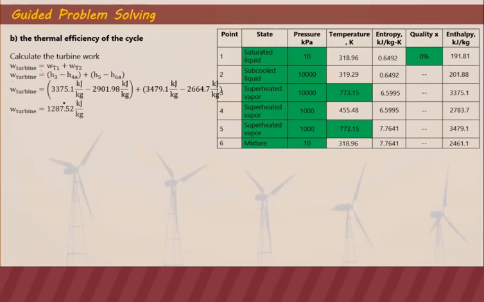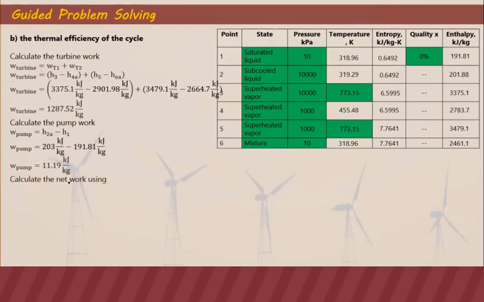1,287.52 kilojoules per kilogram. For the pump work, that's just equal to H2A minus H1, or the change of enthalpy across the pump. We're given H2A from our previous calculation, and from the table, H1 is 191.81. The pump work is 11.19 kilojoules per kilogram. For the net work, that is just the difference between the turbine work and the total pump work. So that is 1,276.33 kilojoules per kilogram.